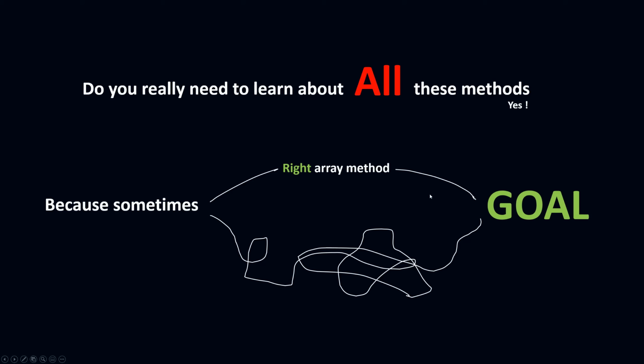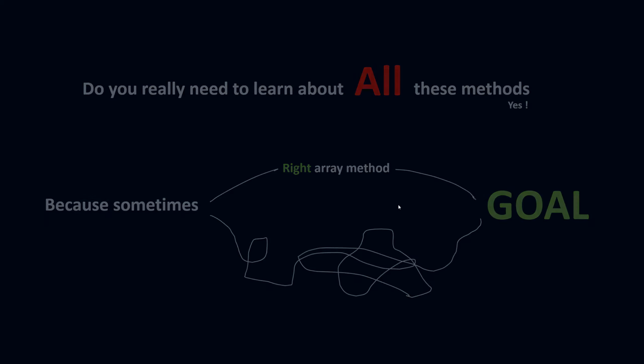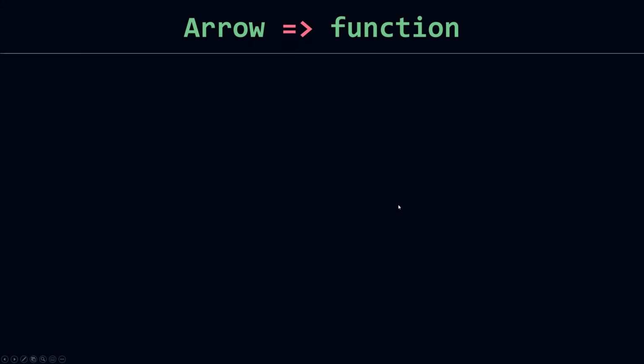And now, because most of the time our array methods will take in as a parameter a callback function, I'm going to use an arrow function all the time. So let's talk about what an arrow function is.